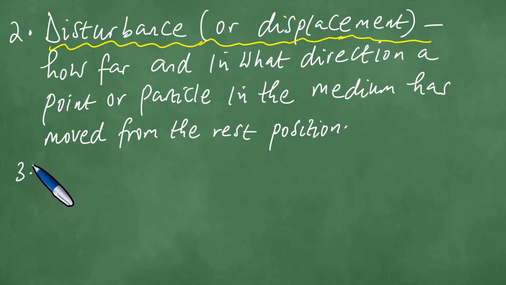So now we have disturbance. So disturbance then at this point refers to, or displacement, how far and what direction a point or particle in the medium has moved from the rest position. What do we mean by disturbance or displacement? We refer to how far and in what direction a point or particle in the medium has moved from the rest position.